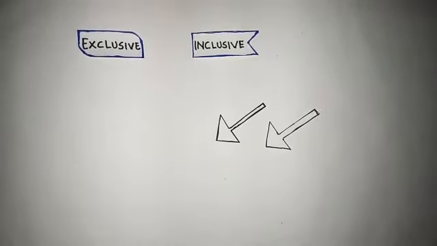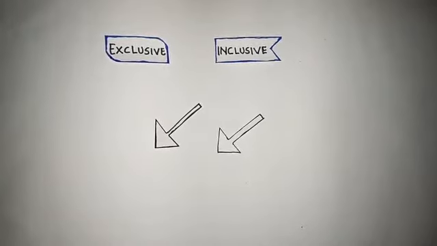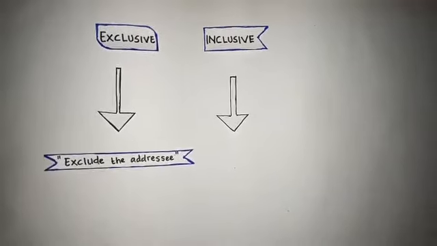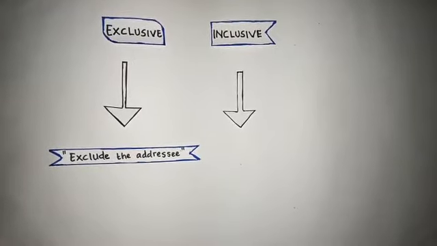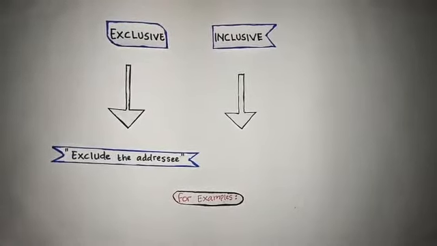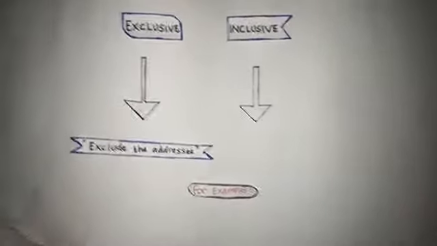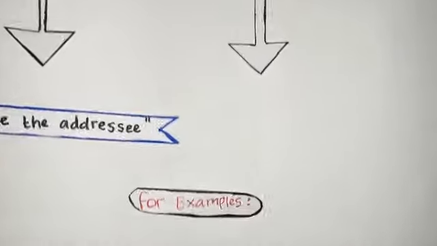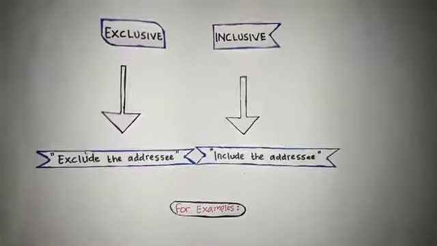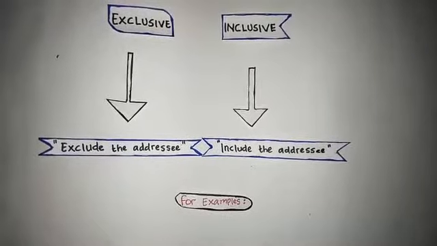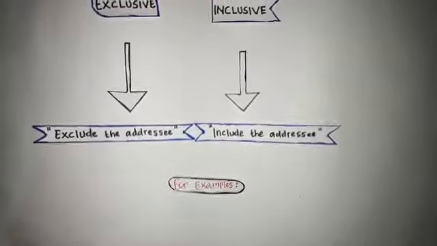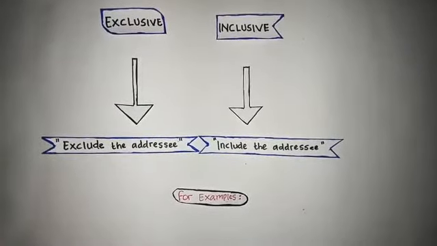Okay, next, there are exclusive and inclusive. Exclusive excludes the addressee. The example is we will go to campus. In bahasa, we is kami, the addressee is excluded from it. And then next, inclusive includes the addressee. For example, we will go to campus. We in bahasa is kita, the addressee is included in it.